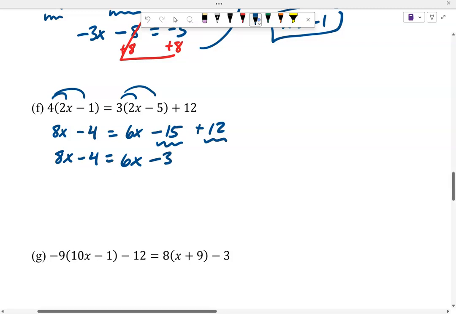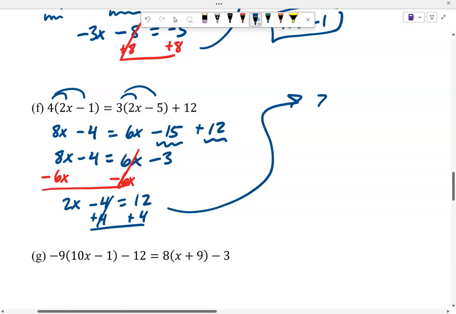Now, at this point, I want to get all my x's on one side. So I'm going to take this 6x over to the other side. So I'm going to have to subtract 6x on both sides. And so now I have 8x minus 6x is a 2x. And now I'm going to get rid of that minus 4. So I'm going to add 4 to both sides.